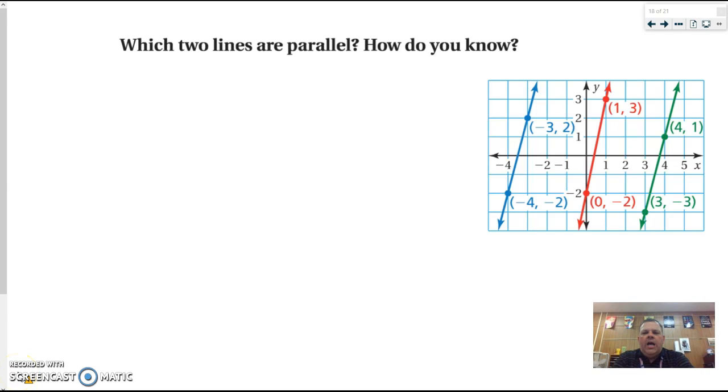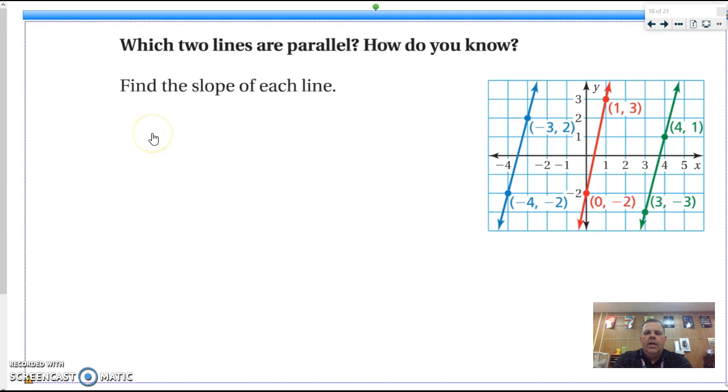On this slide, we have three lines, the blue one, the red one, and the green one. Which two do you believe are parallel? Please pause the video and allow students to have about 30 seconds to discuss which two they think are parallel. One of the ways that we need to be able to find out if they are parallel is to find the slope of each line.